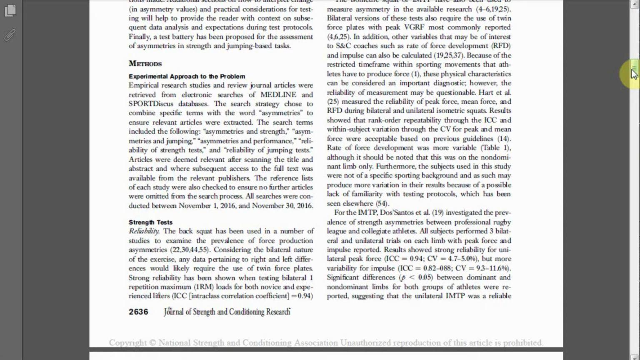So what we've suggested is that an isometric mid-thigh pull or iso squat could be useful. Now, metrics such as peak force and mean force have been shown to be highly reliable. There's been a few questions asked about rate of force development, and more recently some literature's highlighted that metrics such as impulse and perhaps at different time points should be considered as well.